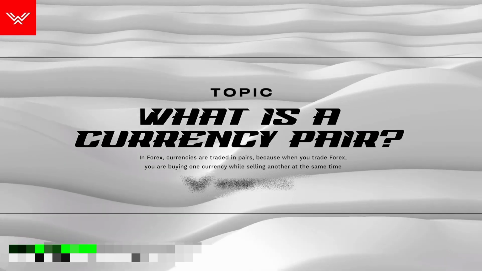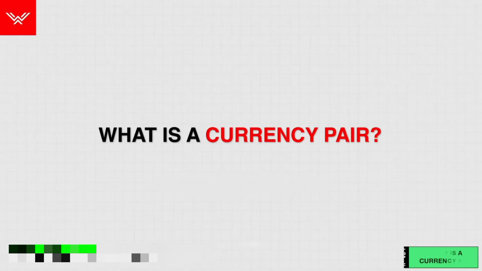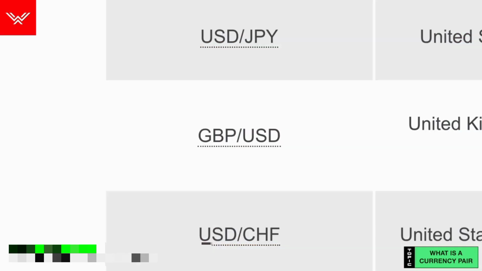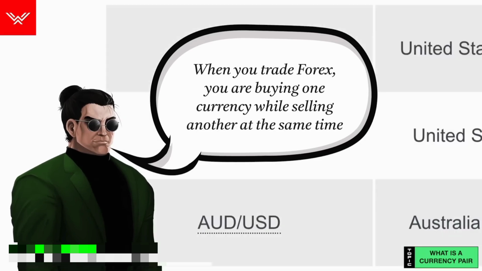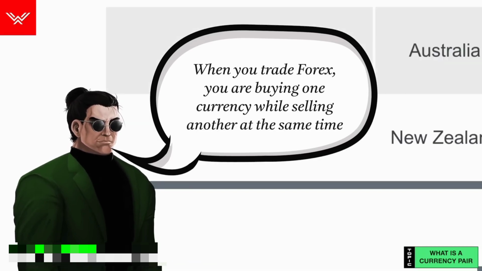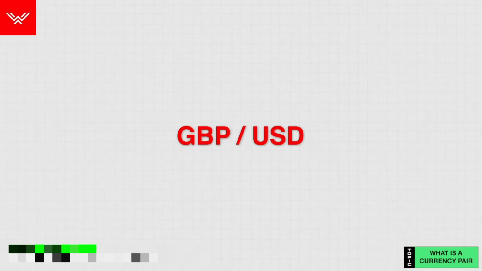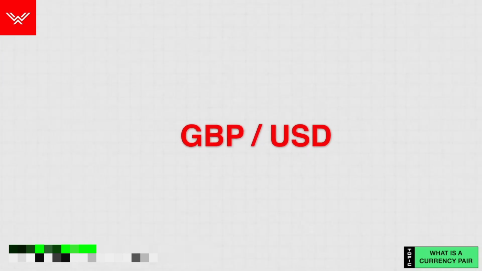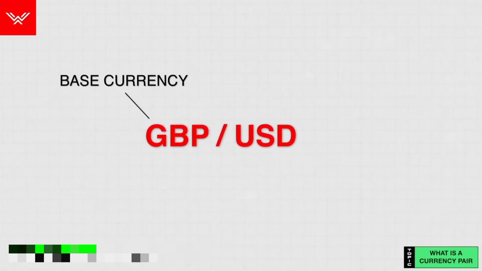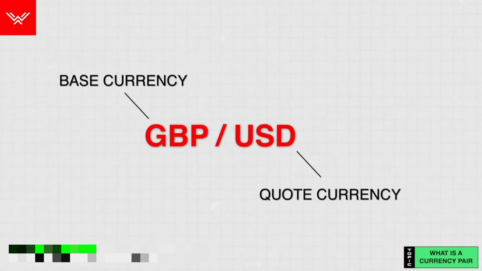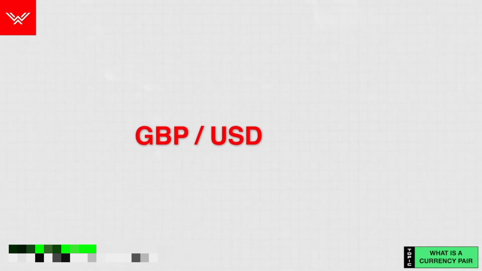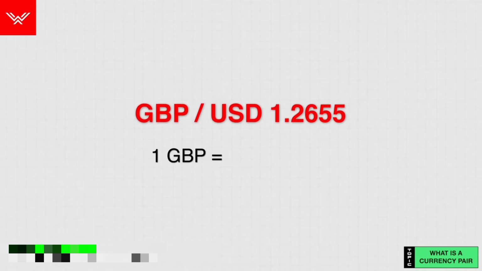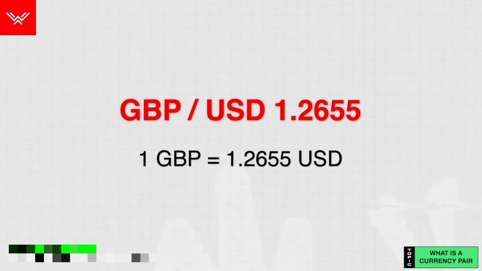What is a currency pair? In Forex, currencies are traded in pairs, because when you trade Forex, you are buying one currency while selling another at the same time. Let's look at the pound-dollar currency pair, for example. The first currency in a pair is the base currency, and the second currency is the quote currency. Let's say you get a quote of pound-dollar as 1.2655. This means for every 1 pound, you get 1.2655 of US dollars. There is always an invisible 1 beside the base currency on the left.